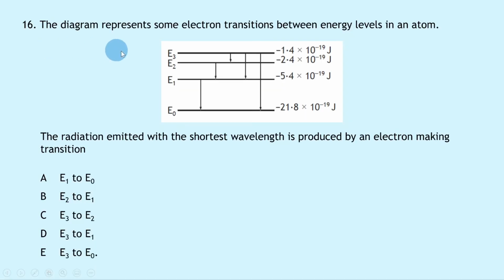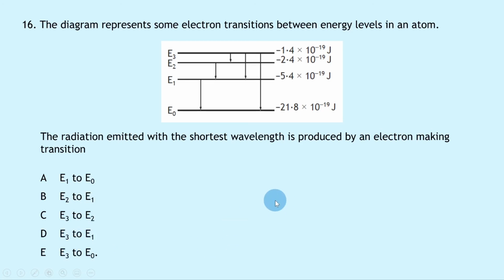Question 16 says the diagram represents some electron transitions between energy levels in an atom. So we've got E0 up to E3, and we're given the energy values for these energy levels, and we're given 5 different transitions here. It then says the radiation emitted with the shortest wavelength is produced by an electron making transition E1 to E0, E2 to E1, E3 to E2, E3 to E1, or E3 to E0.